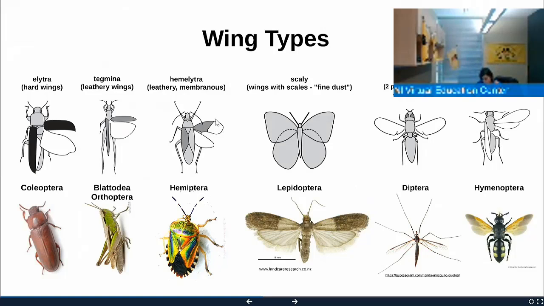So how are their wings? Half will be leathery and half membranous. And you can see this triangle right here and right here for insects of this group.